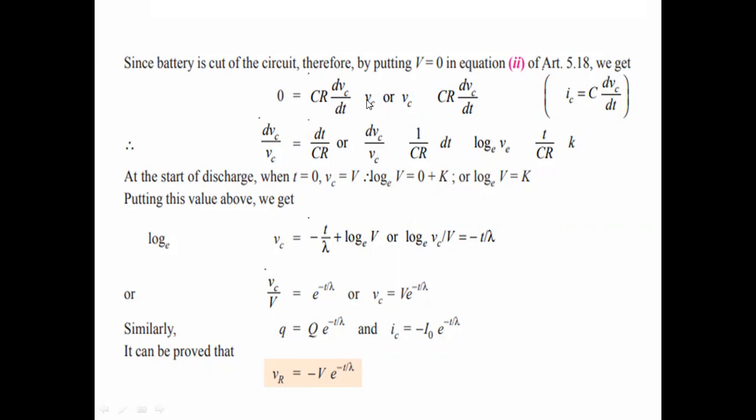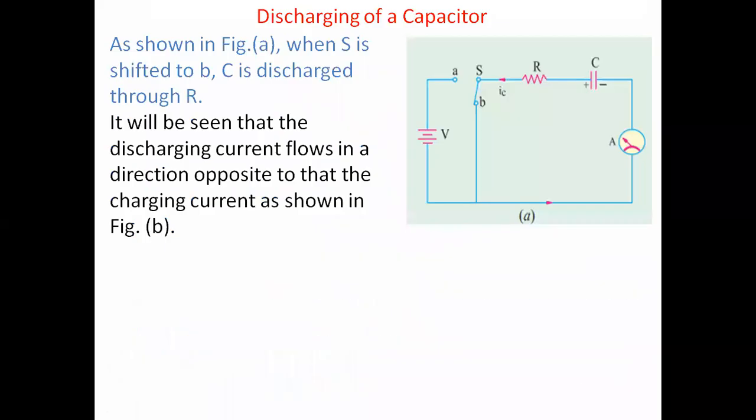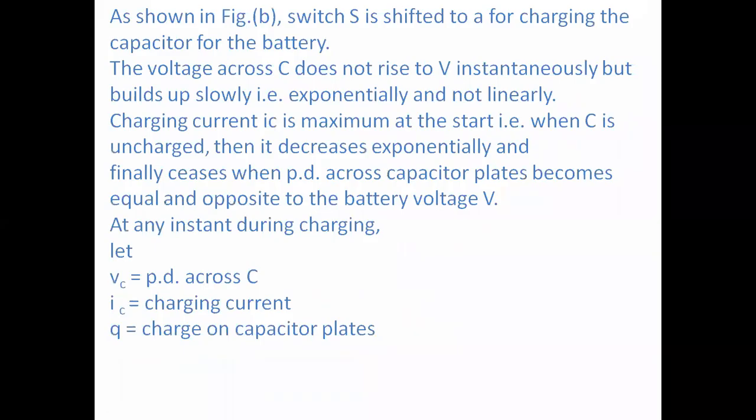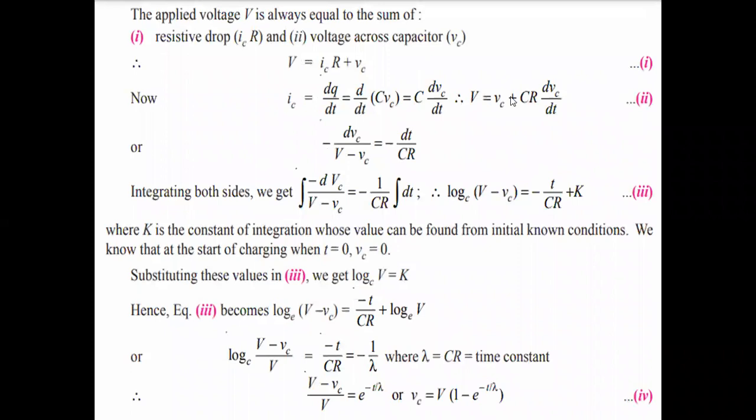Equation 2. I will show you again. See here, this is equation 2. Here capital V is equal to Vc plus CR into dVc by dt. From this equation, we are saying that the applied voltage is disconnected, that's why this value is 0. And from this, Vc is equal to minus CR into dVc by dt. Clear?